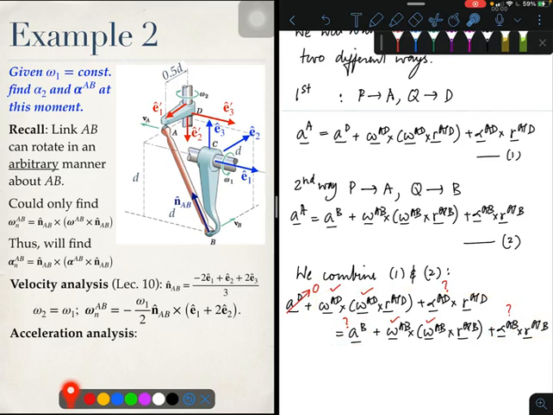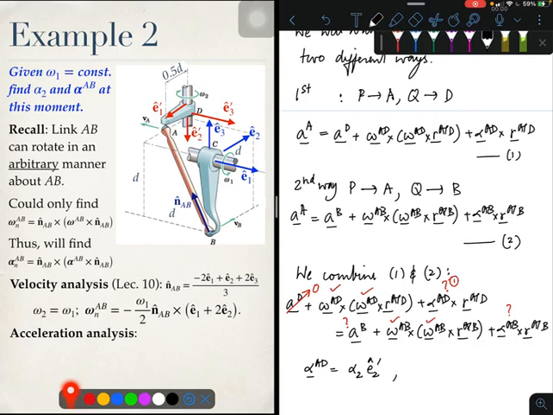What am I missing? Well, the first thing is to notice that alpha AD is alpha 2 along E2 prime. That means I know the direction of alpha AD, it is along E2 prime. E2 prime is here on the left, a known direction. What I don't know is alpha 2. So actually alpha 2 is only one unknown.